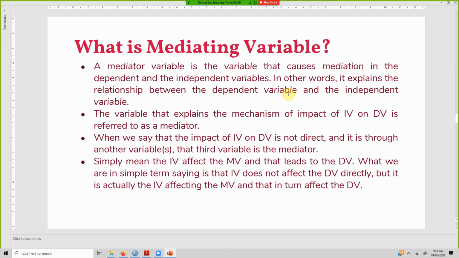This simply means that the independent variable affects the mediating variable, and that leads to the dependent variable. In simple terms, IV does not affect DV directly. The effect of the independent variable on the dependent variable is through another variable, which is your mediating variable. The independent variable affects the mediating variable, and then the mediating variable affects the dependent variable. This is how the effect of the independent variable is translated onto the dependent variable.